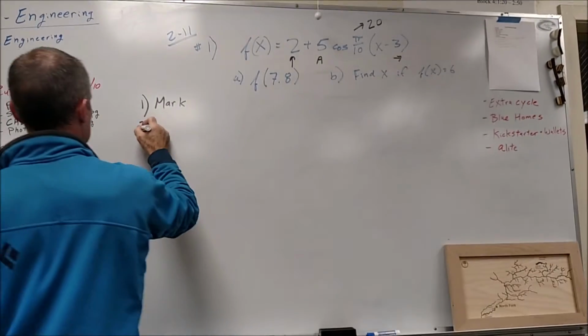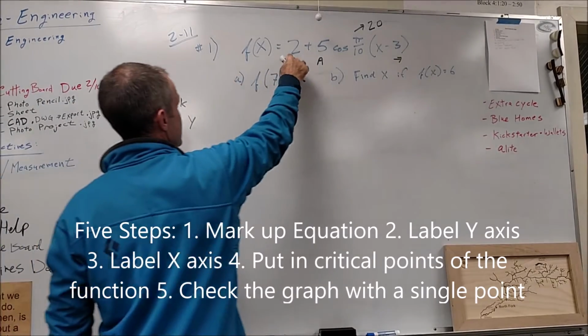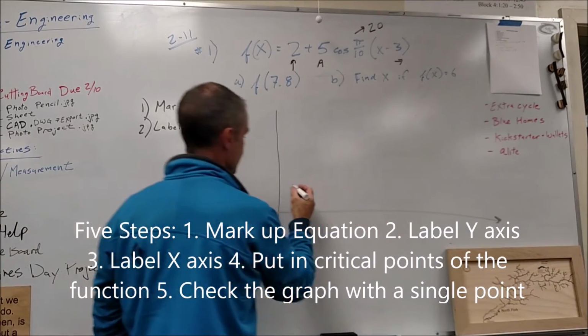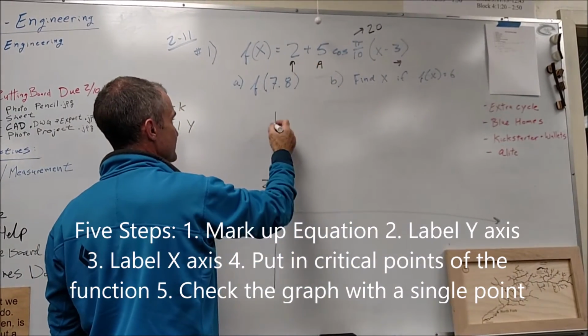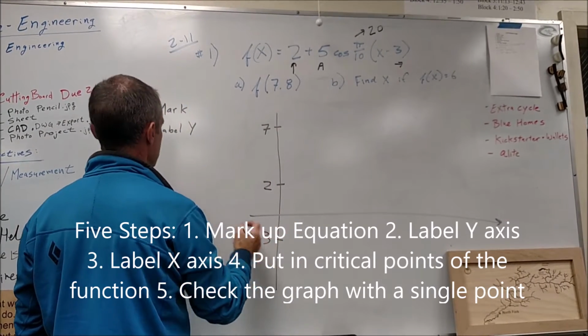Step 2, label the y-axis. So this is going to give me my y. So from 2, I go up 5 to 7, down 5 to -3.